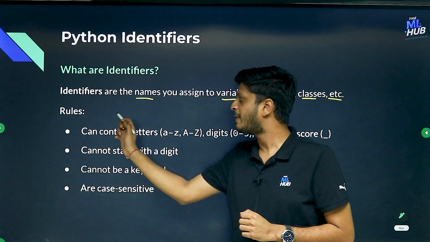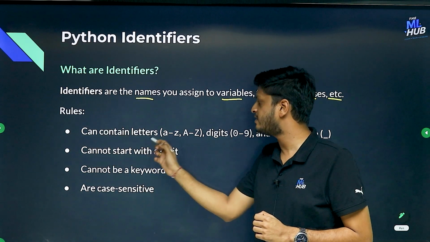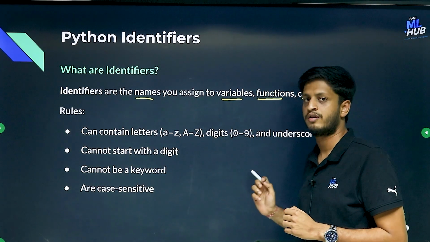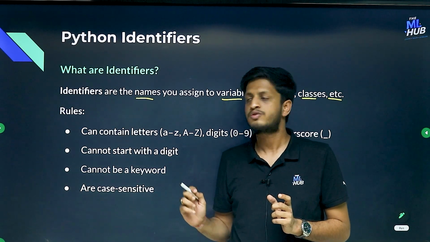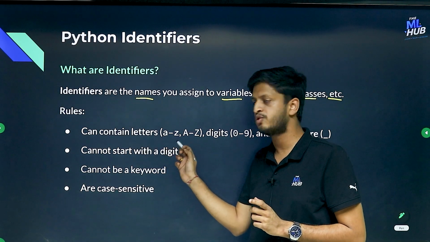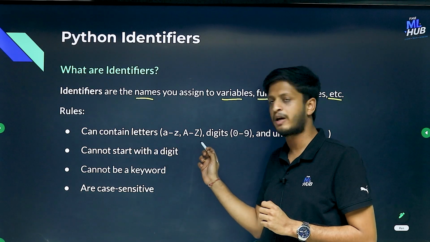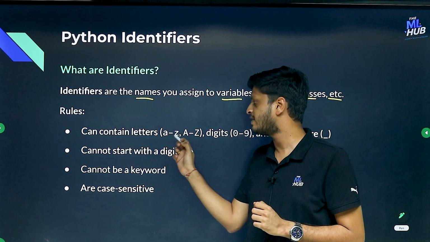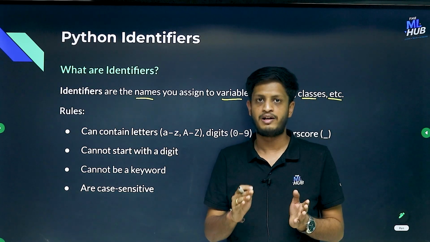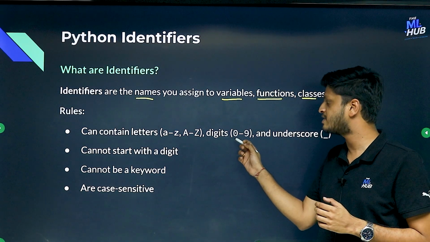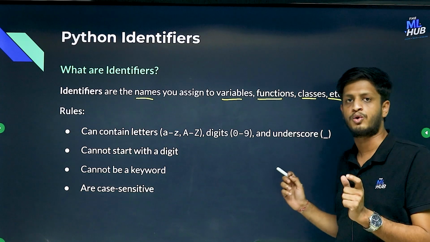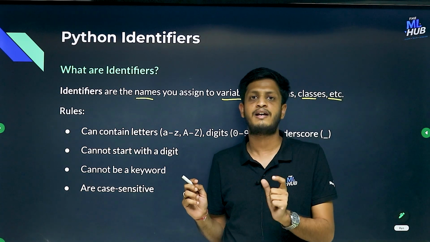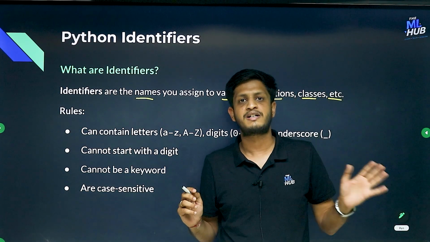First is, a Python identifier can only contain letters, digits, and underscore, and no other special character is allowed. So only the letters, which means small a to small z and capital A to capital Z, 26 characters here and 26 characters here, small and capital. Then there are 10 digits, 0 to 9, and a particular character, underscore. Only these are allowed in an identifier. No other special character is allowed.